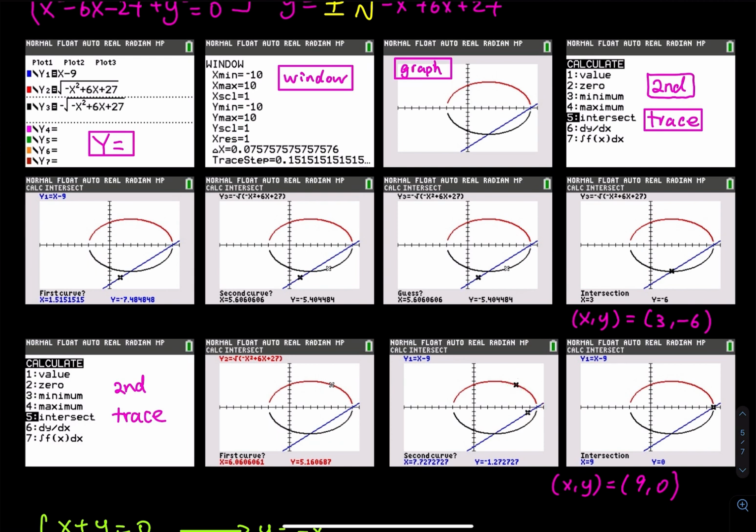So I will just put one mark on the curve, and then one on the straight line, and then ask the calculator, hey, find the nearest intersection for me. And then I got mine. X is equal to 9, y is equal to 0.